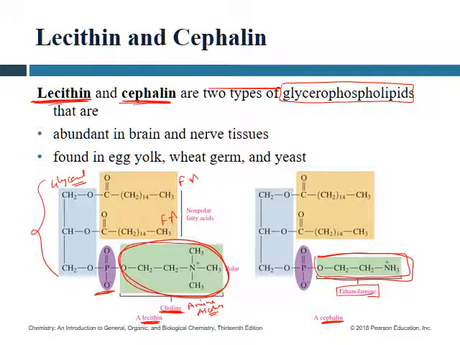So lecithin and cephalin are normally found abundantly in brain and nervous tissue, and also in egg yolk, wheat germ, and yeast, right? Brain and nervous tissues are important because they are important for our body to function properly.